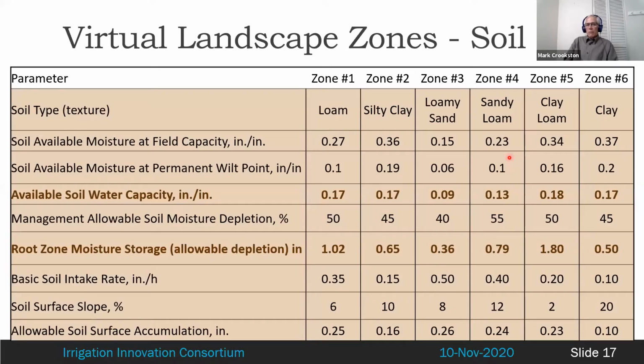Now these are the soil parameters for the 6 virtual zones. They varied intentionally over quite a range, from loamy sand to clay. However, the values for available soil water capacity, allowable depletion, basic soil intake rate, surface slope, and temporary surface accumulation of rainfall and irrigation were all distinctly declared to avoid ambiguity, so that everybody was playing with the same numbers and trying to target the same performance.